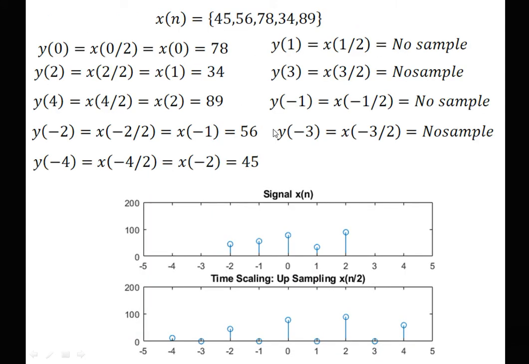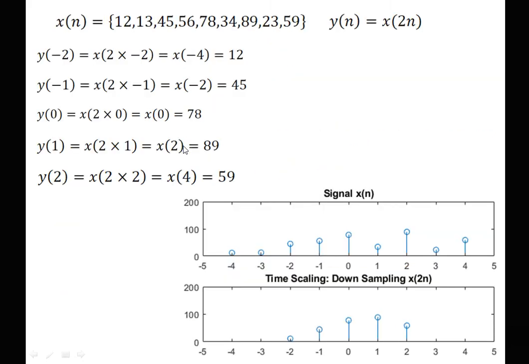This is the step-by-step operation, that is, y of 0 is equal to x of 0 by 2, x of 0. You can try with this. That is how the step-by-step operation can take place. So in between there are no samples, so we are replacing with the 0. So this is the operation.